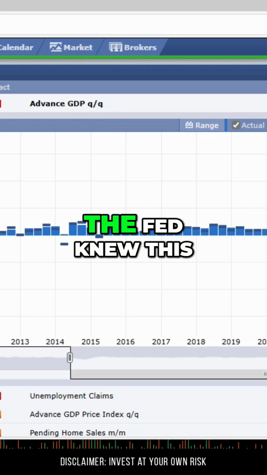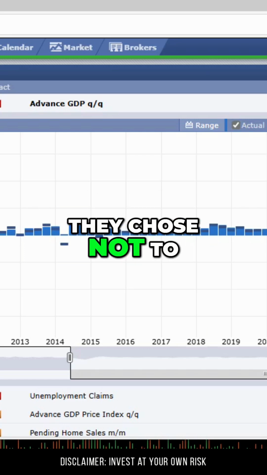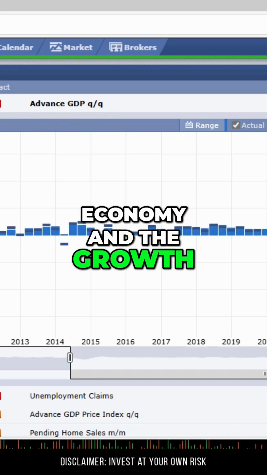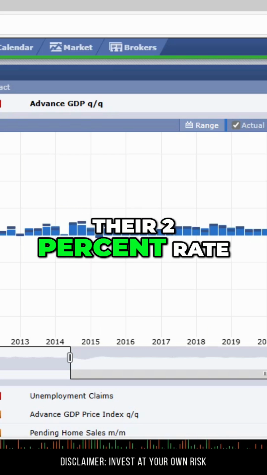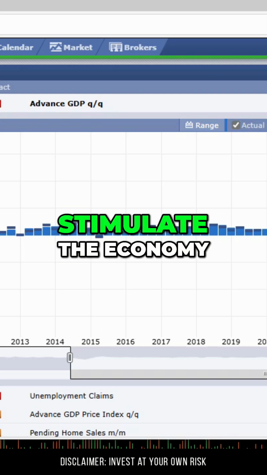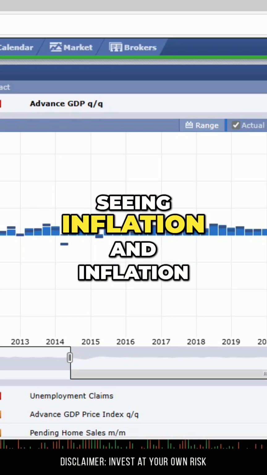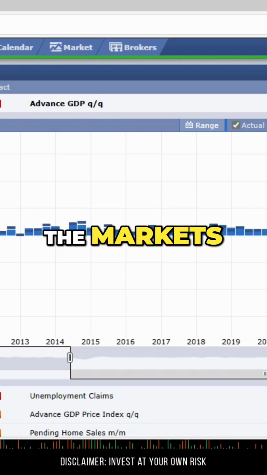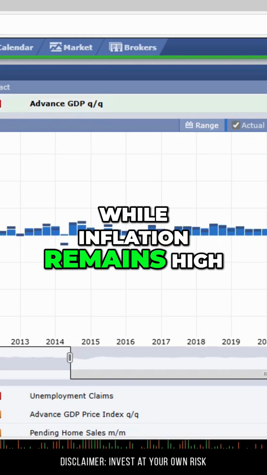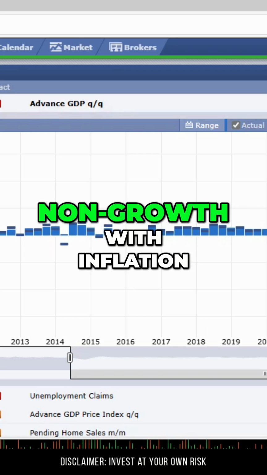Now we know that the Fed knew this number already yesterday when they chose not to cut rates. So they see that the economy and the growth is slowing to near their 2% rate, and yet they still didn't feel like they should cut rates to stimulate the economy. That is an interesting thing because we're clearly seeing inflation and inflation hedging going on in the markets.